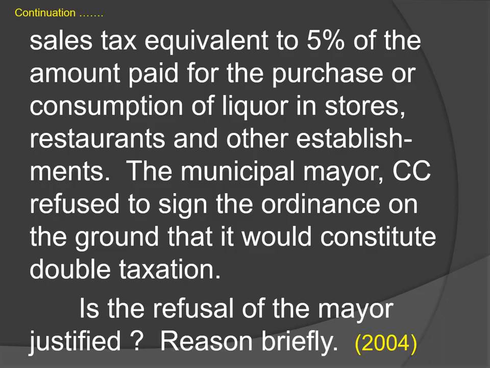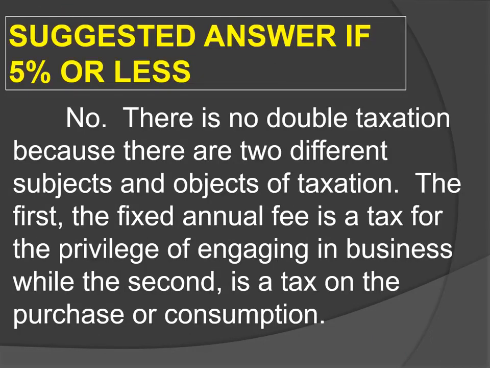The municipal mayor CC refused to sign the ordinance on the ground that it would constitute double taxation. Is the refusal of the mayor justified? Reason briefly. As usual, you have the five and the more than five rule. No, there is no double taxation because there are two different subjects and objects of taxation. In fact, you're telling the examiner that one of the elements is lacking, and the second is sameness insofar as subjects and objects is concerned.